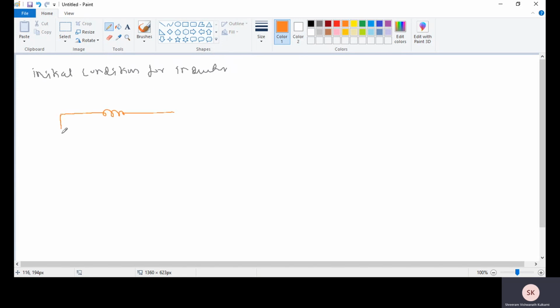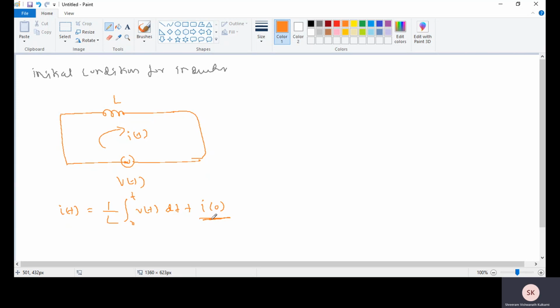This is my inductor. Okay, voltage source V of t is connected. Due to this, I of t will flow. This is L. Okay, how am I going to write the equation for I of t? I of t is equal to 1 by L integral 0 to t V of t dt plus I of 0.